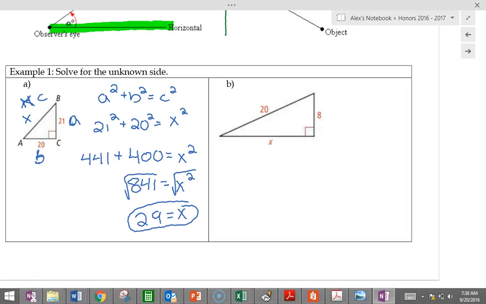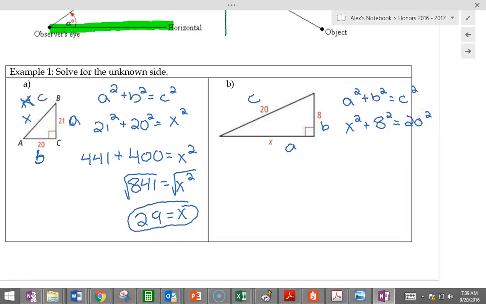Example B is slightly different. In example B, I know my c, I know the hypotenuse, and I have one of my legs, but I don't know a. I don't know one of my legs in this situation. So what I'm going to do is set up the same exact thing. I still have a squared plus b squared equals c squared. So now a is my x squared, b is 8 squared, and c is 20 squared.